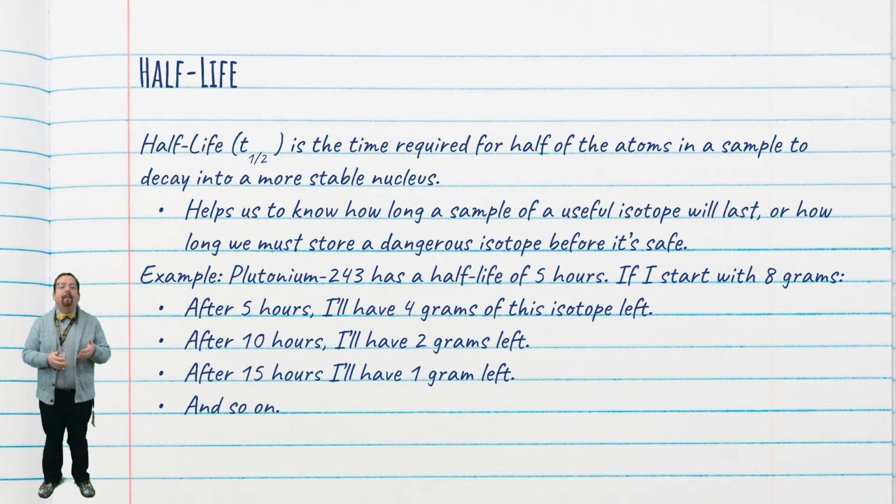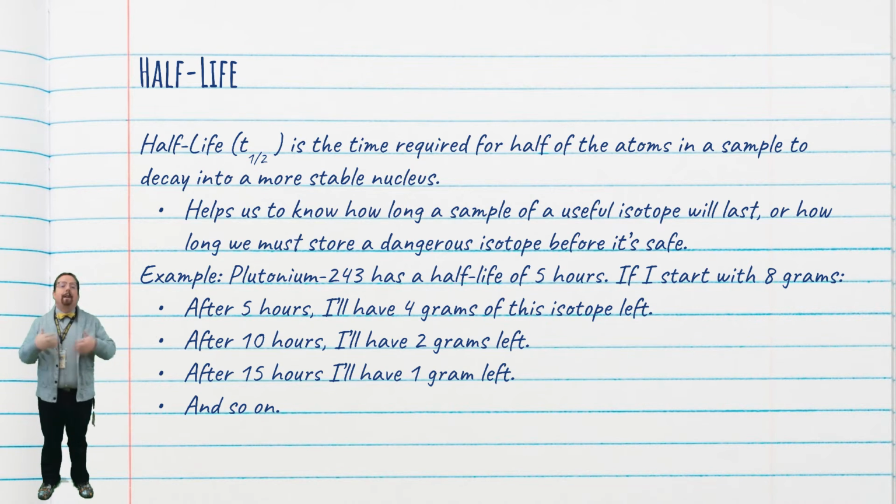Plutonium-243 has a half-life of 5 hours. If I start with 8 grams of radioactive plutonium-243, I'll only have 4 grams of the radioactive atoms left after 5 hours. 5 hours after that, I'll only have 2 grams of them still radioactive. Then another 5 hours after that, only 1 gram of my original sample will still be radioactive.